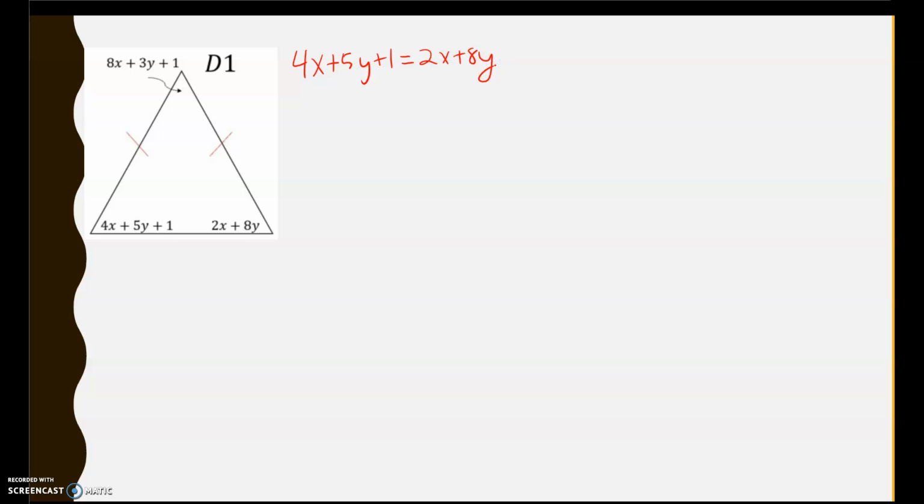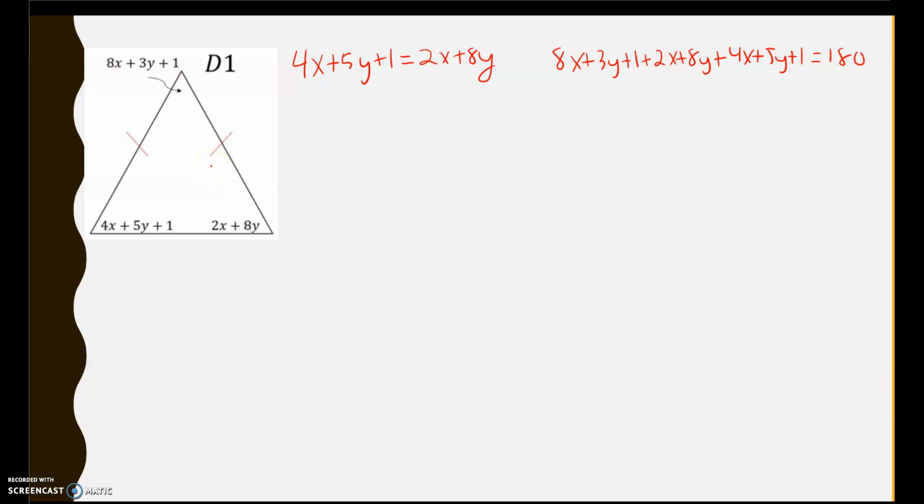My second equation, I'm going to use all three angles and add those up using my triangle sum to 180 degrees. So I'm going to have 8x plus 3y plus 1 plus 2x plus 8y plus 4x plus 5y plus 1 all equals 180. So for the first equation, I'm using my base angles theorem, saying that these two angles are congruent to each other. And for my second equation, I'm using triangle sum theorem, that all three angles add up to be 180.